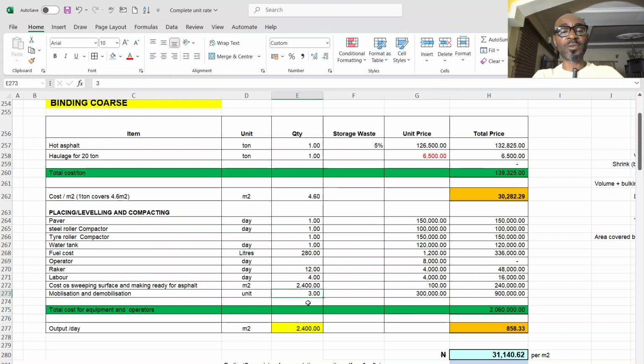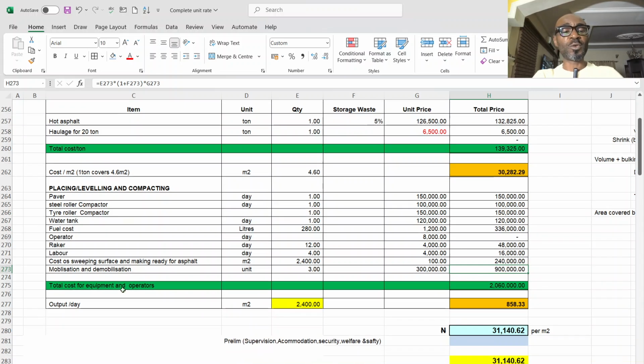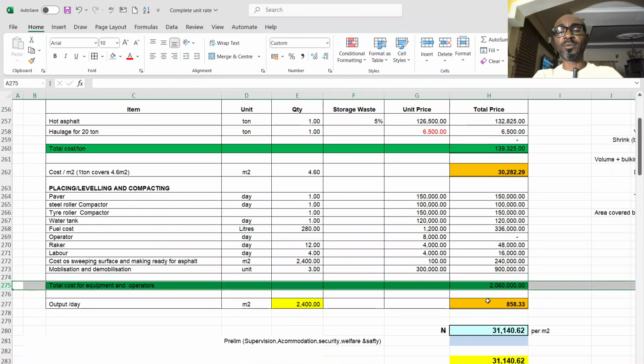Then mobilization of this equipment: the paver does not work on the road, the rolling compactor does not work on the road, the two rolling compactors, they don't work on the road. And the cost for to and fro from the site is 300,000, and this equipment are 3 in number. So it gives me 900,000 for the mobilization and demobilization. So I now have the total cost of the equipment as 2,060,000.